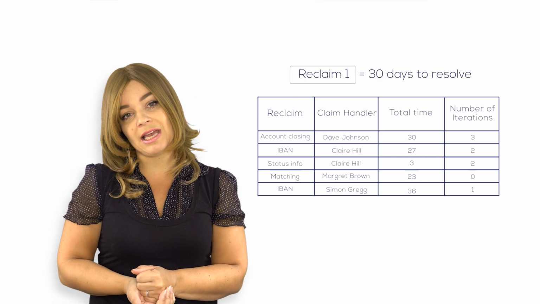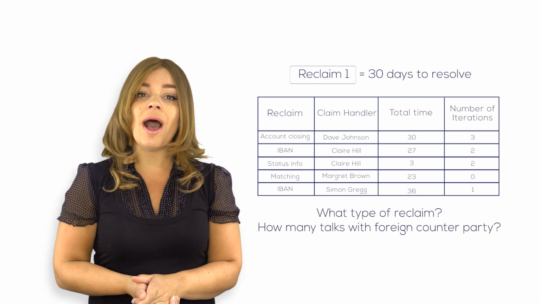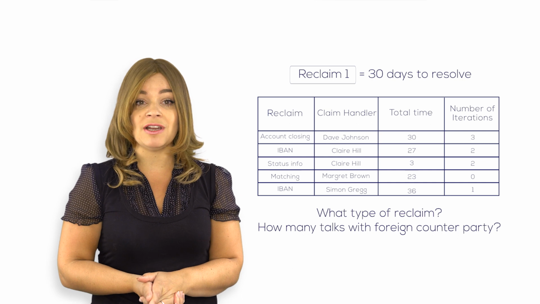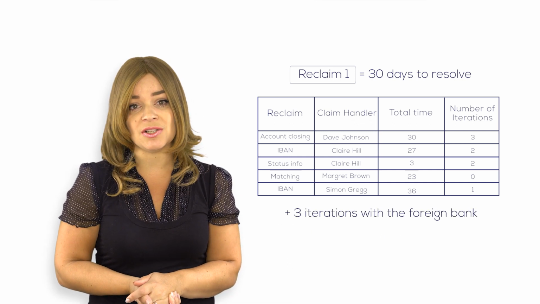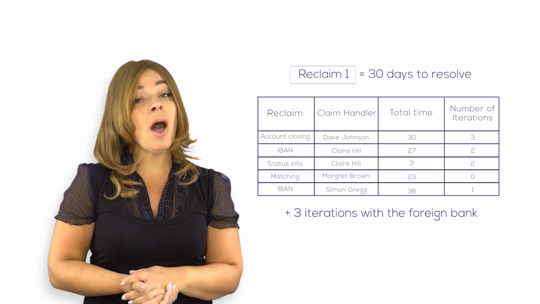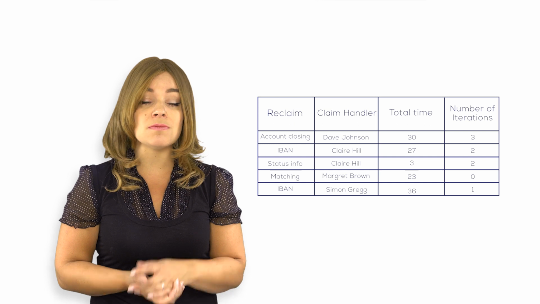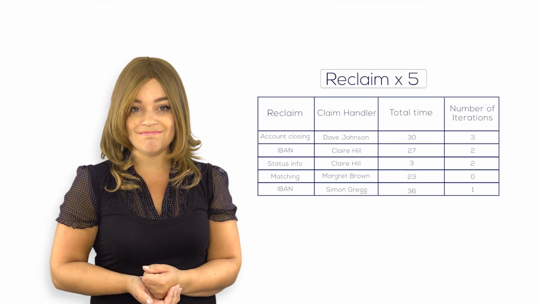We can also look at other aspects of this reclaim, such as the type of reclaim, or how often we have to talk to the foreign counterparty. In this case, it took us 3 iterations with the foreign bank before the reclaim was solved. As department head, you collect this data on multiple reclaims, and here we have 5 of those.